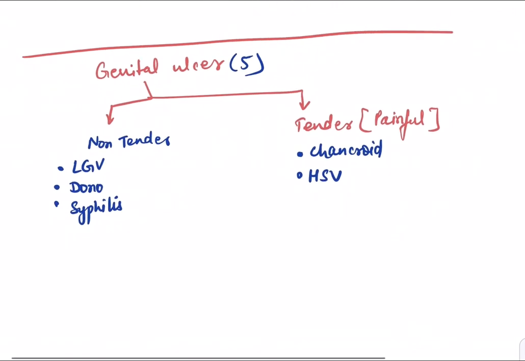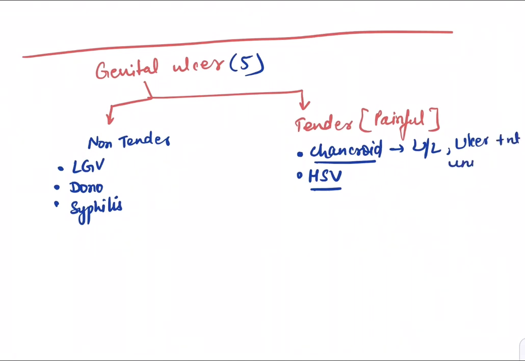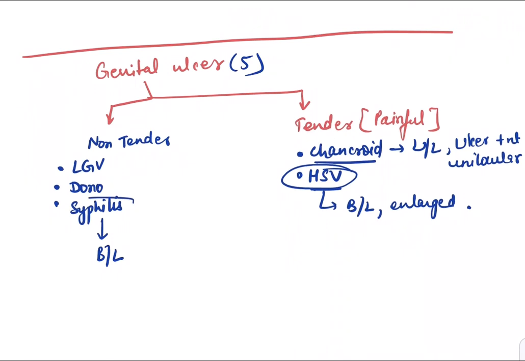Now what is another difference between Chancroid and HSV? In Chancroid, the ulcers are unilateral and unilocular. And in herpes, they are bilateral and enlarged. Now in LGV, Donovanosis and syphilis, syphilis is also bilateral, but we can easily differentiate HSV and syphilis: HSV is tender while syphilis is non-tender. So this is the difference between HSV and syphilis.